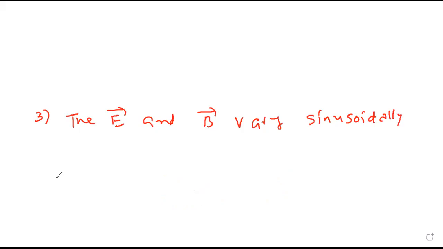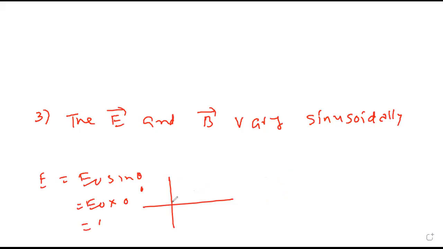Suppose E is E0 sine theta. When theta is 0, then sine 0 will become 0, correct? This is the start of the electric field. When theta is 90, sine 90 is 1, this will be the maximum position, E naught. Again when 180 it becomes 0. At 270 it will become negative, at 360 it is 0. So this is the nature of the wave which is called sinusoidal.